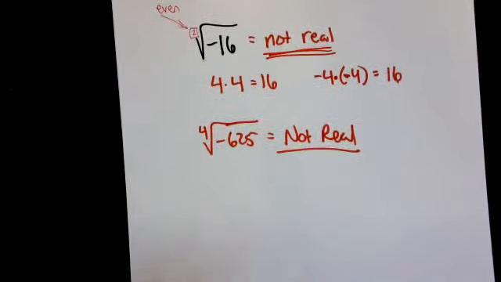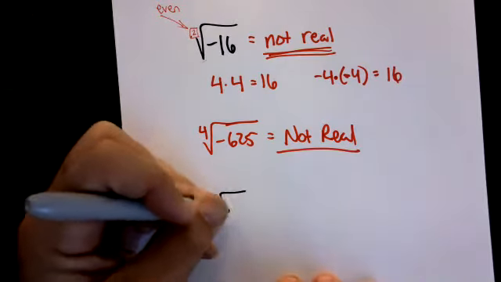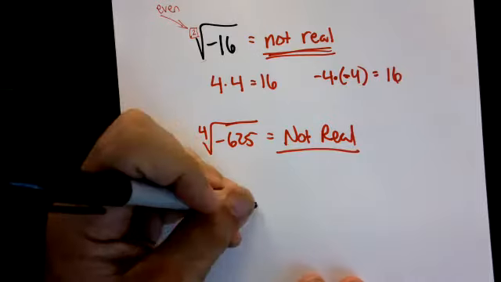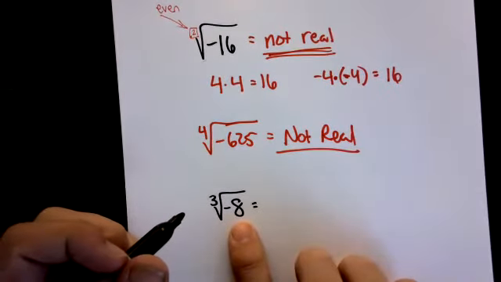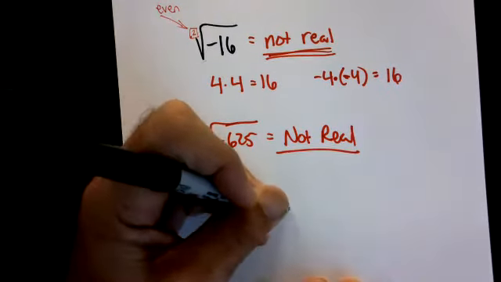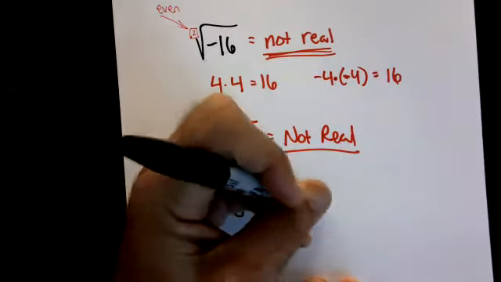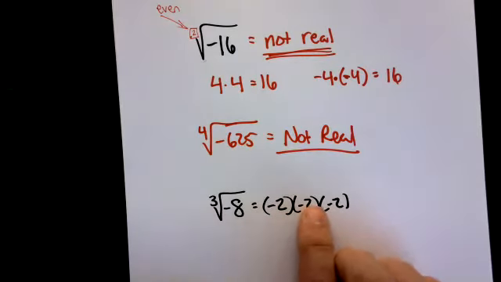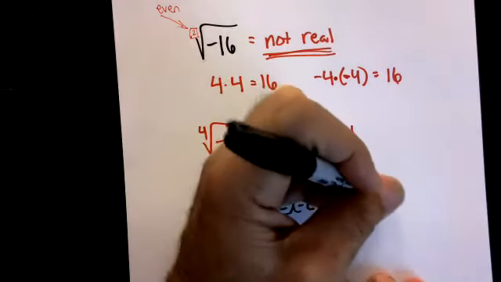Now, on the other hand, if the index is odd, for example, if they said something like the cube root of negative 8, then we do get a solution. This is asking what number times itself 3 times is negative 8. Well, if we take negative 2 times negative 2 times negative 2, negative 2 times negative 2 is positive 4, but 4 times negative 2 is negative 8.